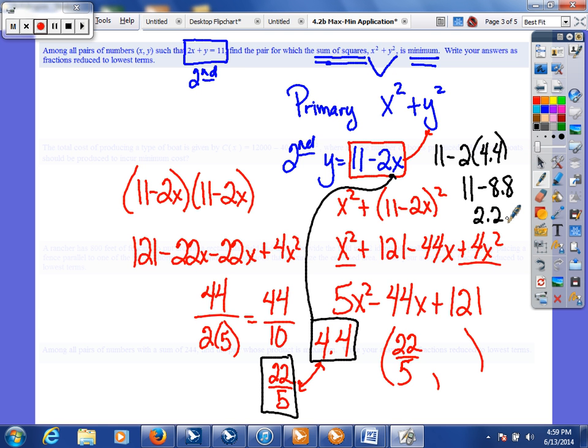Now, 2.2 is 2 and 2/10, which is 2 and 1/5, or 11/5. You can either write it as a fraction or as a decimal, depending on what the directions say. It says write your answers as fractions, reduced to lowest terms. So I'm glad I wrote it as a fraction. That's why we read the directions. But 11 over 5 and 22 over 5 are your two values for the x and the y.